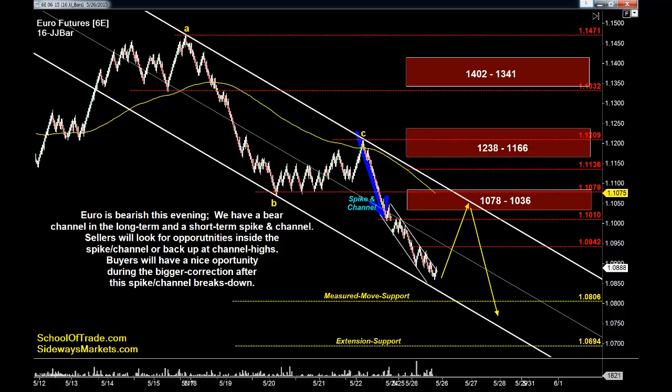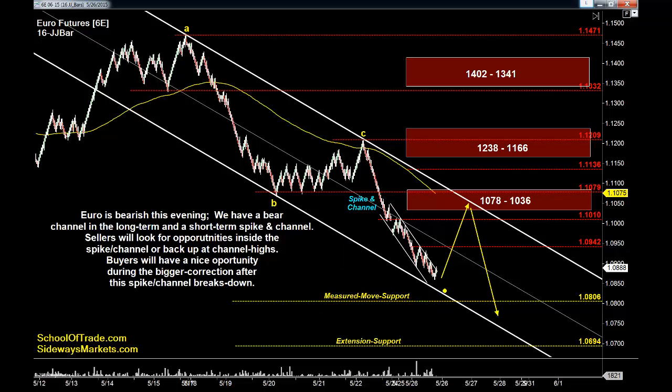So the spike sends us lower, then we have the channel lower here. That spike in channel, as you can see, we haven't broken it yet. So we're definitely inside that spike in channel. We may end up grinding lower here inside that very narrow channel there until we get to that measured move support at 0806. Then, buyers, you guys have your shot here.